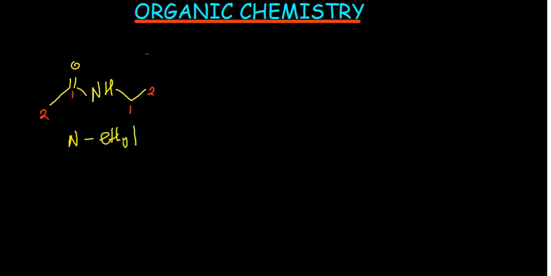And then here, how many carbons do we have? We only have 2 carbons in this case. 1, 2. So that will be ethane. But I'll drop the E at the end and then put amide. So that is going to be the name, N-ethyl ethanamide.